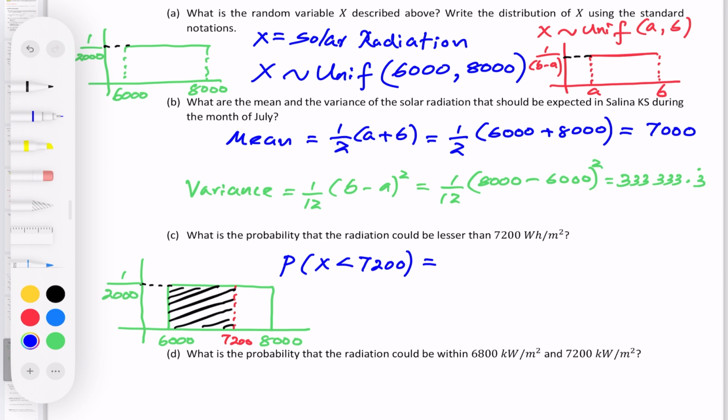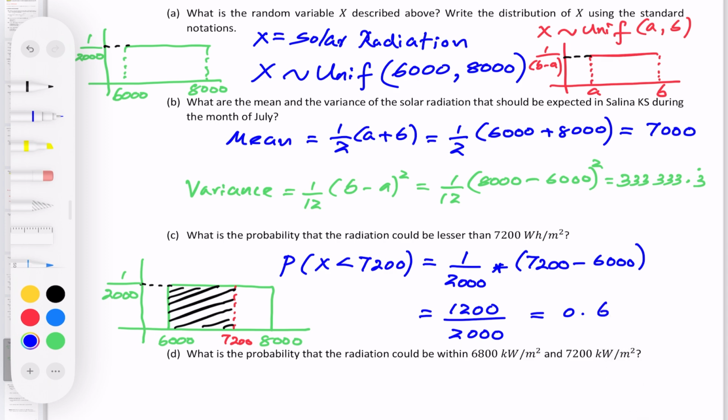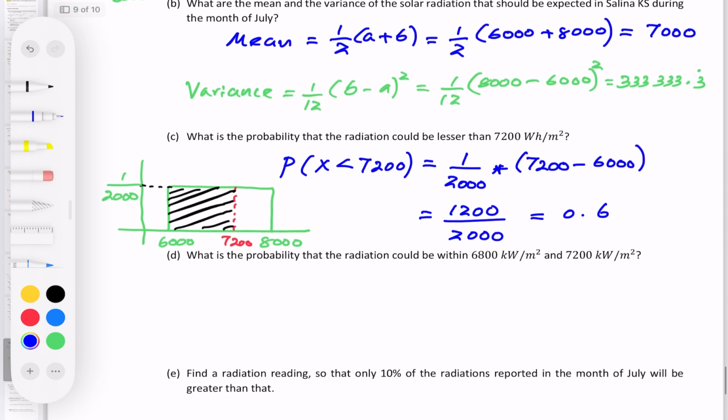Well, of course, that shaded area is a rectangle. So the area of a rectangle is one side times the other side. So the height is 1 over 2,000. That times the length is 7,200 minus 6,000. So this becomes 1,200 divided by 2,000. If you simplify that, you get 0.6 as the answer for that question. Let's go to part D.